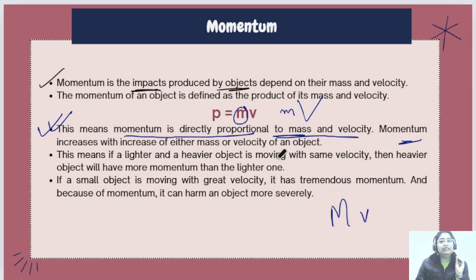This means if a lighter and a heavier object are moving with the same velocity, then the heavier object will have more momentum than the lighter one. And if a small object is moving with a greater velocity, it has tremendous momentum, and because of that momentum, it can harm an object more severely. It will be more dangerous. Okay.